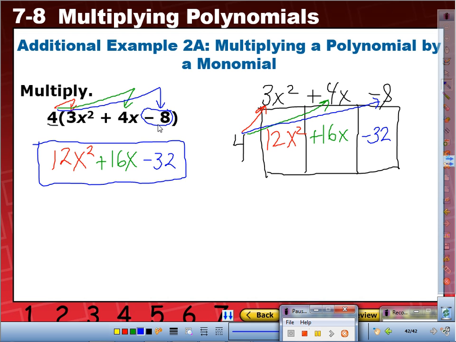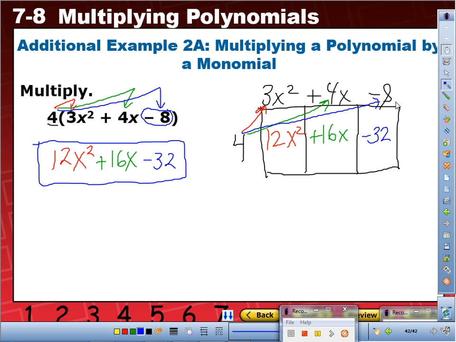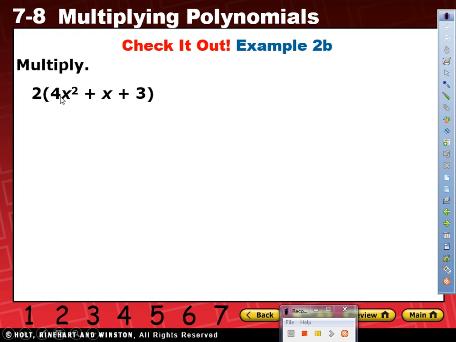Any questions with this? Very straightforward, right? Okay, look at 2b on your paper. 2b, it's very similar to this. See if you can do 2b by yourself. Example 2b is right next to this problem in your paper. Make sure you distribute and also use the area model. So 2b is 2 times 4x squared plus x plus 3. See what you get? Show me the area model.